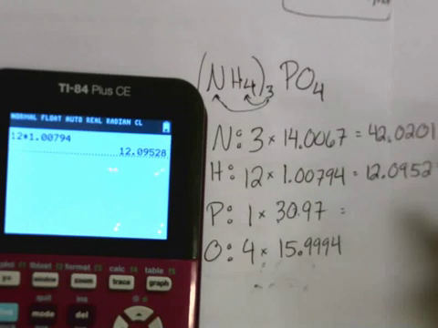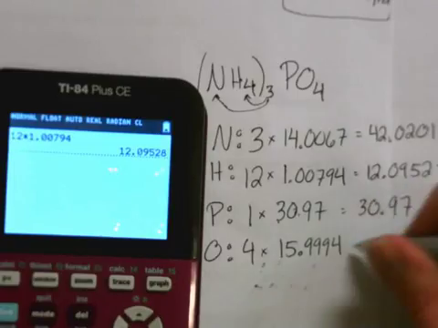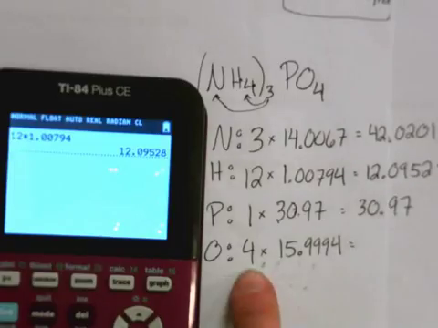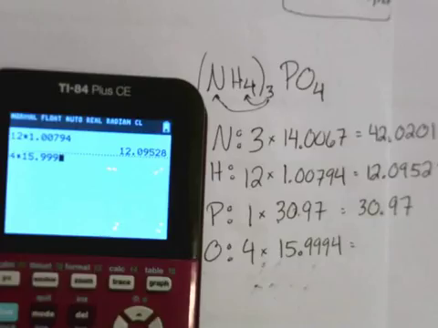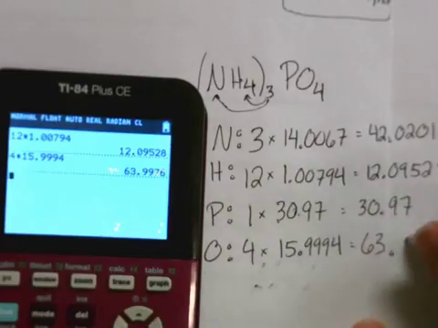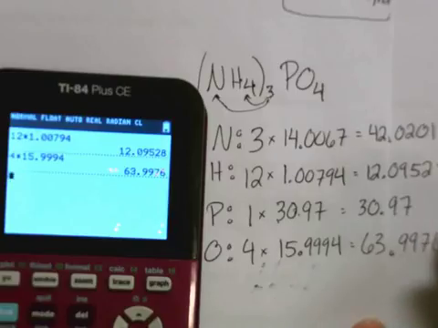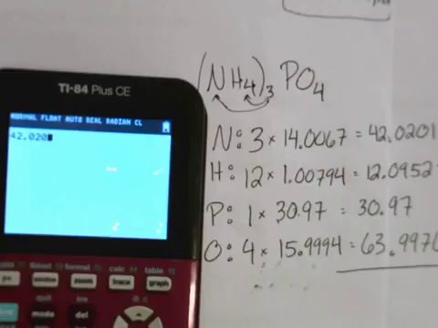Then I'm going to take my 1 times my 30. Well, I can do that in my head. 1 times 30.97 is going to be 30.97. And then this 4 times my 15.9994. 4 times 15.9994 gives me 63.9976. That's each individual element. To get my molar mass, I need to add them all up together.